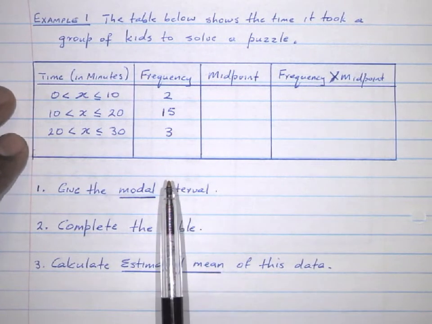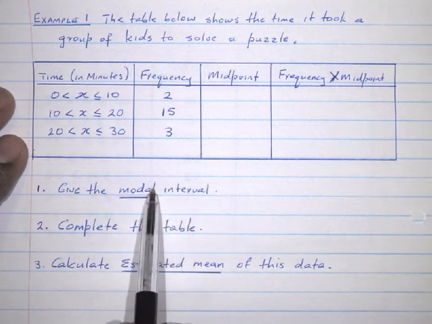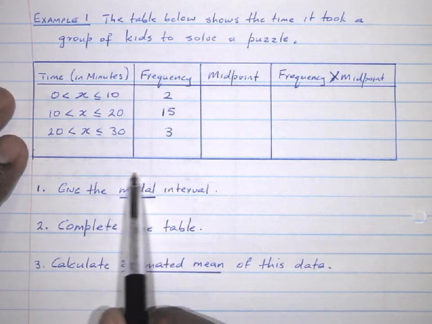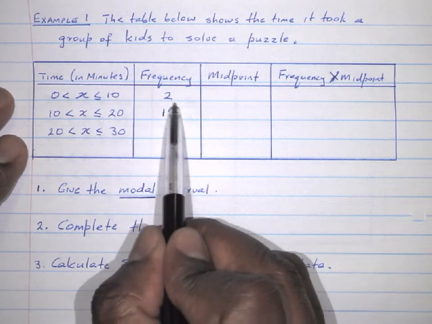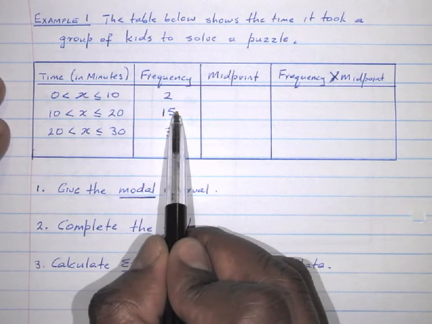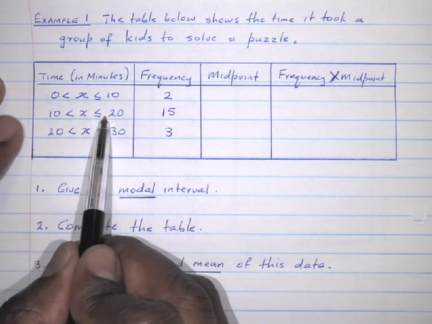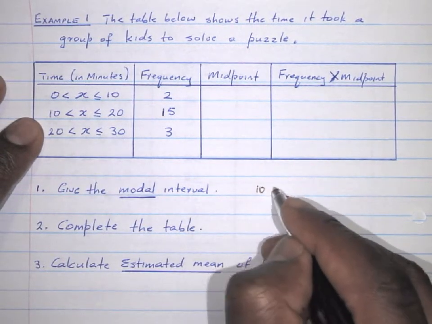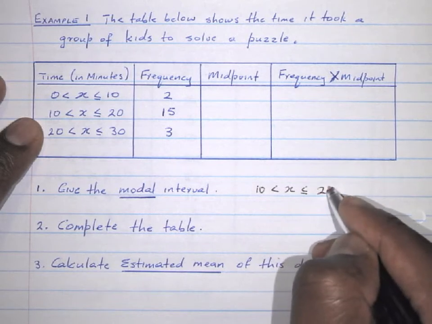Now here is a question. It says give the modal interval. Modal means the interval where more of the kids solve the problem. 15 kids here solve the puzzle. So the modal interval is this one here. My answer for this one would be 10 less than x less than or equal to 20.